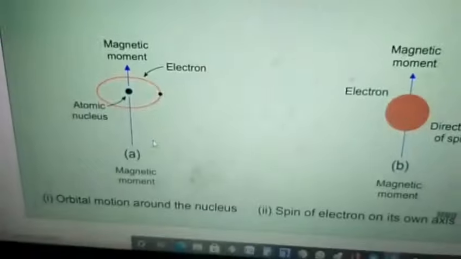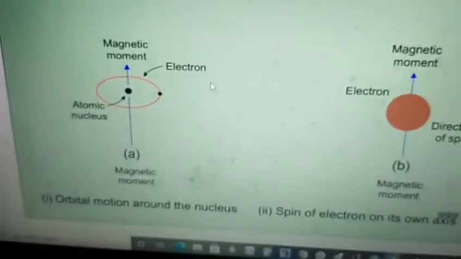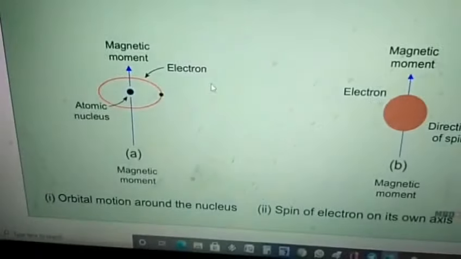If we observe here, the electron is moving around the nucleus. In this case, the electron is also moving around itself, so it moves around two axes: around the nucleus as well as around itself. Due to these motions, it gets magnetic properties.